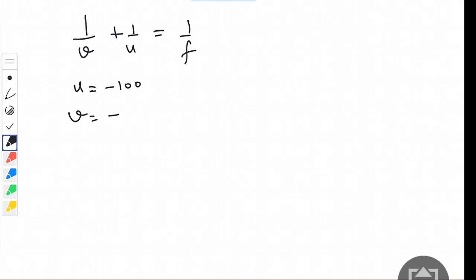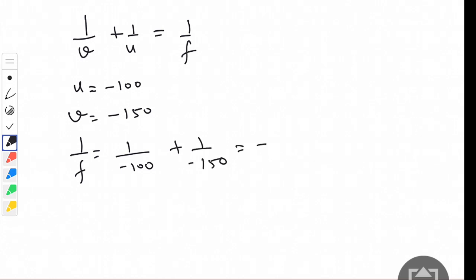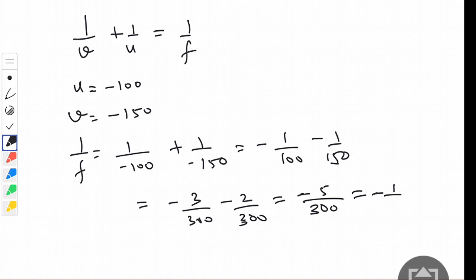So 1 upon F is equal to 1 upon minus 100 plus 1 upon minus 150, which is equal to minus 1 upon 100 minus 1 upon 150, which is equal to minus 3 upon 300 minus 2 upon 300, which is minus 1 upon 60. So F is equal to minus 60. Very good. Excellent.